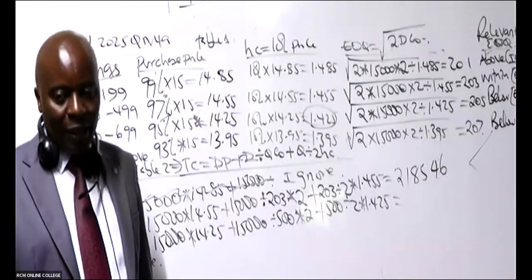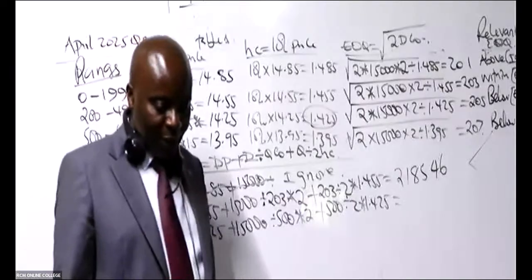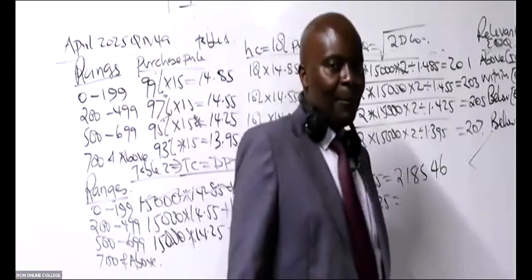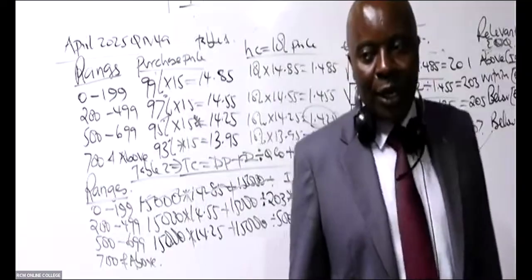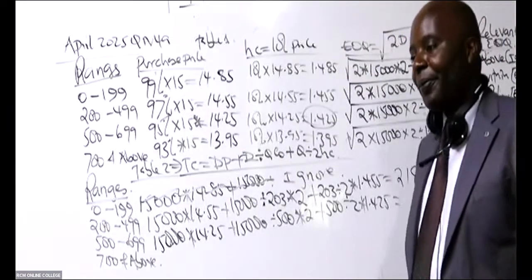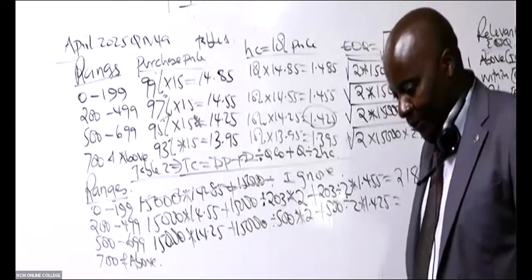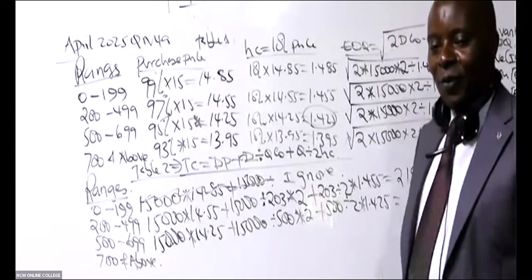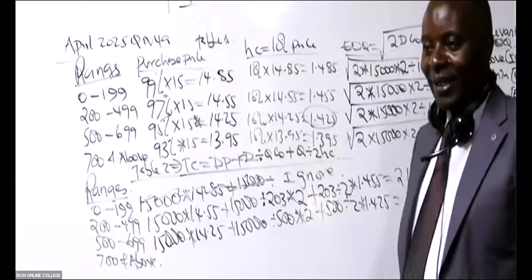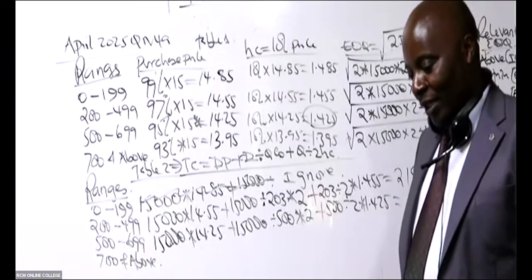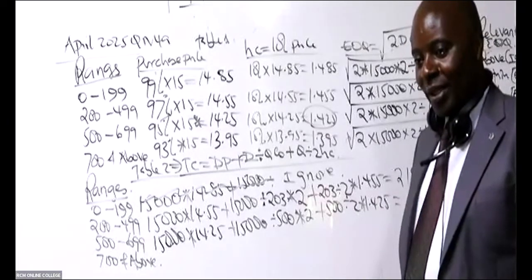Masia Tora has given me 214. Is she the only one getting 214? Quite a small number. Physical hawajanipatia. Physical wanipatia figure. Sitawaletea sweet.